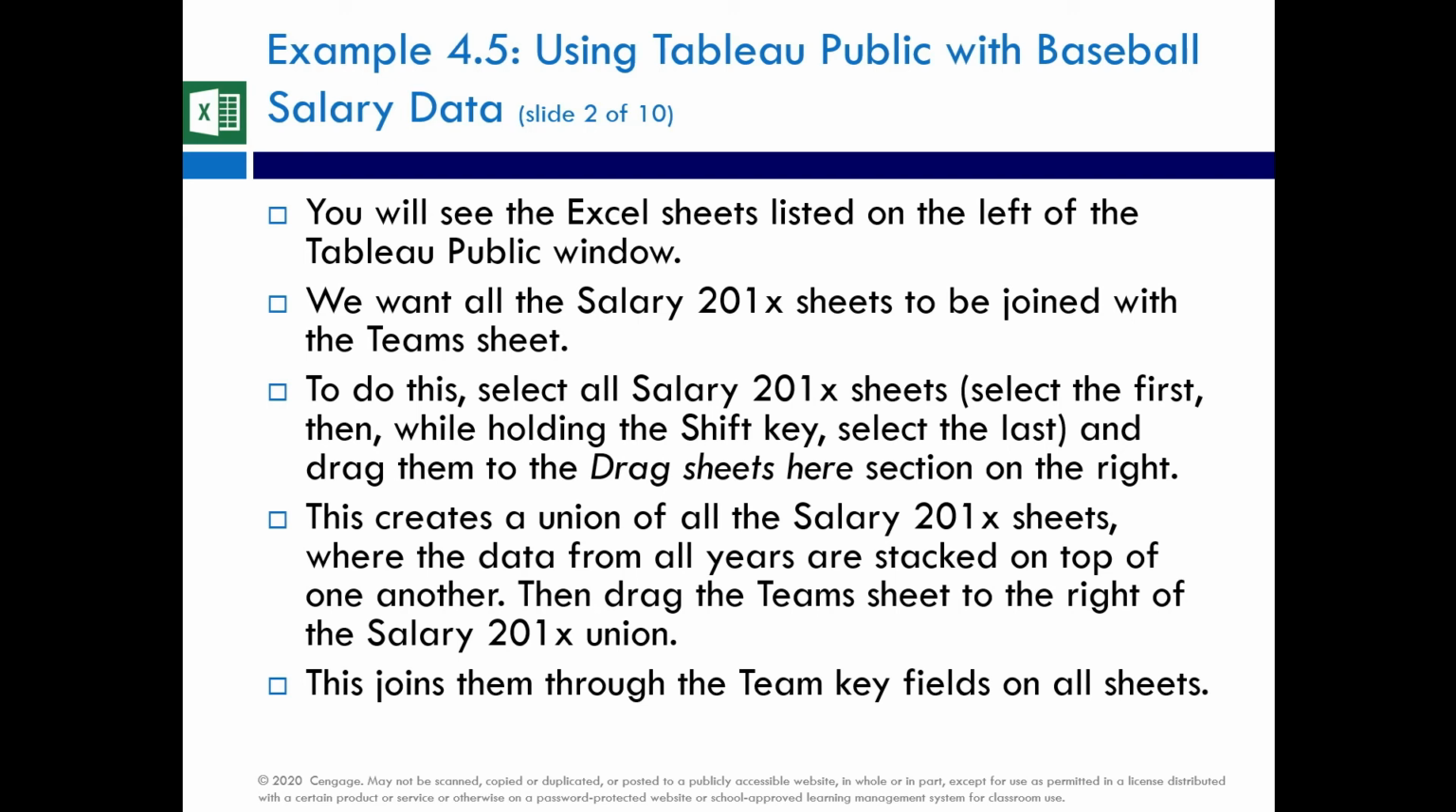We want all the salaries 201X sheets to be joined with the teams. To do this, select the salary 201X sheets: select the first, then while holding the Shift key, select the last, and drag them over. This creates a union of all the salaries for 2010 and beyond, where the data for all the years are stacked on top of each other. Then drag the team sheet to the right of the salaries union. This joins them through the team key field on all sheets.